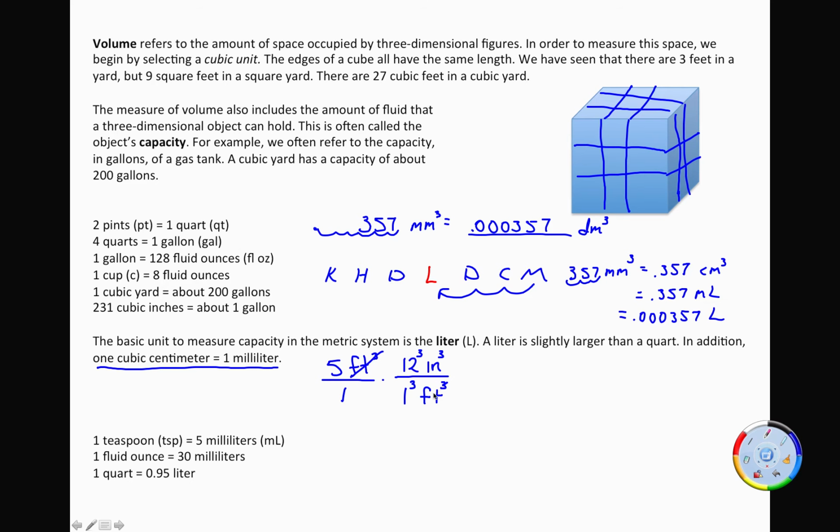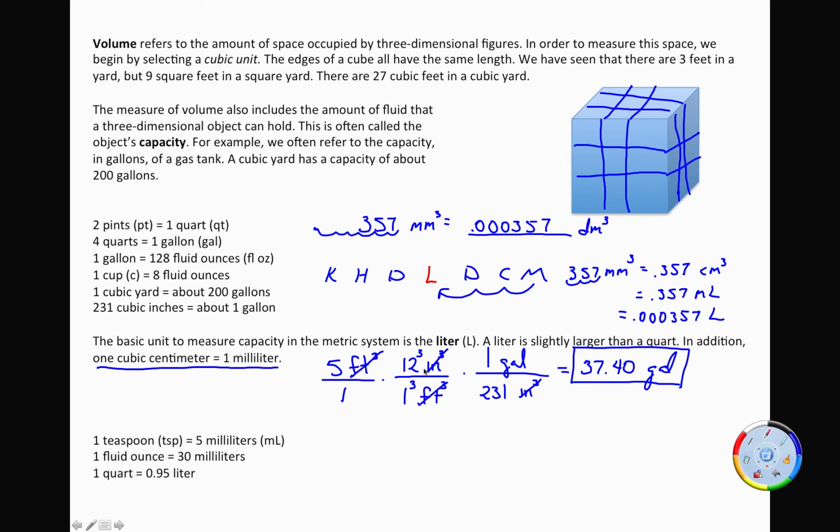Now my cubic feet will cancel, and I'm in cubic inches. And I know that 231 cubic inches is 1 gallon. Now, don't cube all this. I'm already in cubic inches, so that immediately cancels. Here's what I have to multiply: 5 times 12 times 12 times 12, that is 12 cubed, divided by 231 gives me 37.402. So I'm going to round to 2 decimal places, 37.40 gallons. So 5 cubic feet is about 37 gallons.